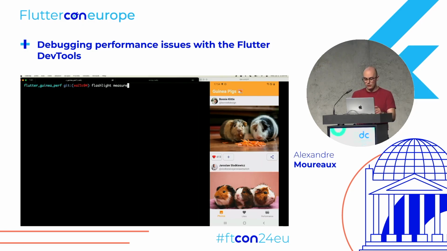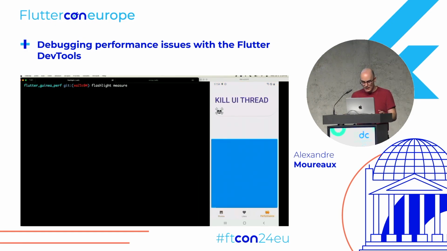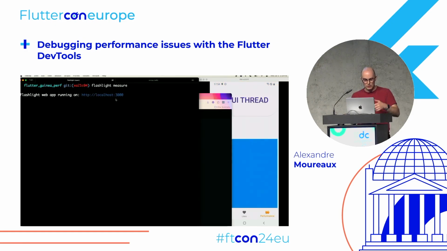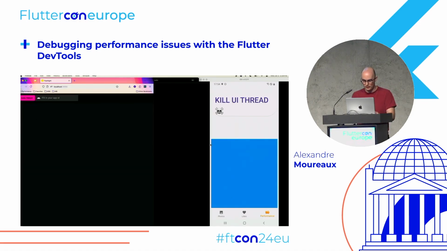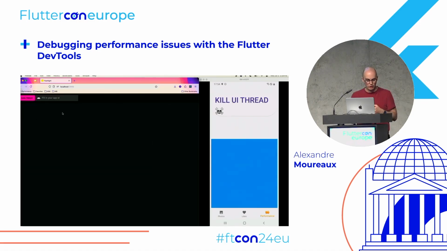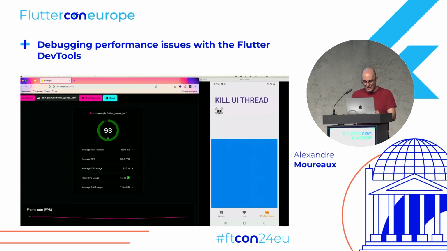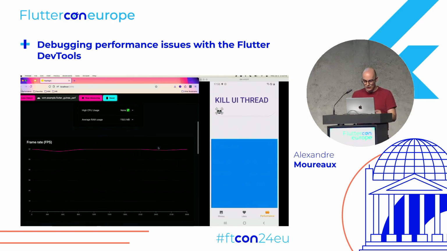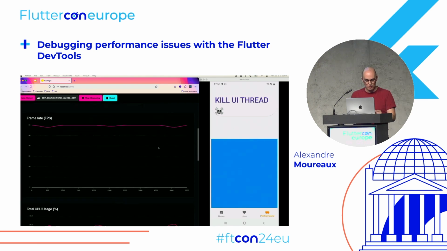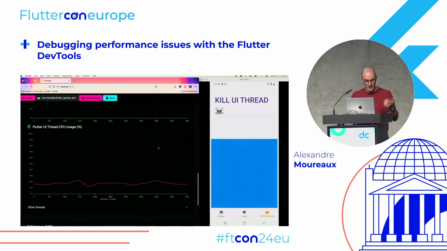The easiest way to use Flashlight is to use the Flashlight measure function. It's a CLI tool that you can install with one command. Flashlight measure will open this web view here. I can just click auto detect, and if I start measuring, it should, live demo, okay, it should essentially do a live measure of my app with FPS, CPU usage, and stuff like that.